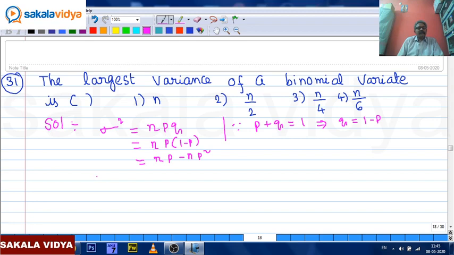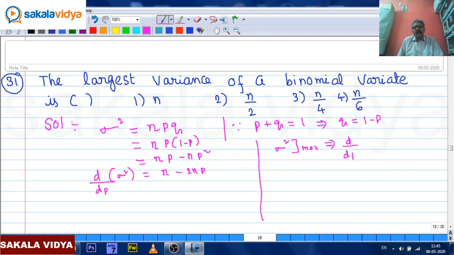This will be np minus np square. So, differentiate with respect to p, d by dp of sigma square, which is n minus 2np. For the maximum, d by dp of sigma square should be 0. That means n minus 2np equals 0. Taking n common, n(1 minus 2p) equals 0, but n does not equal 0 because n is the number of trials. So, 1 minus 2p is 0, p equals 1 by 2. So, q is also 1 by 2.